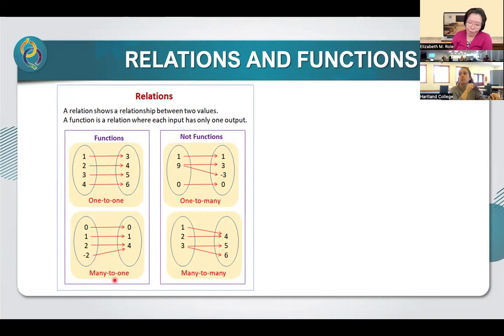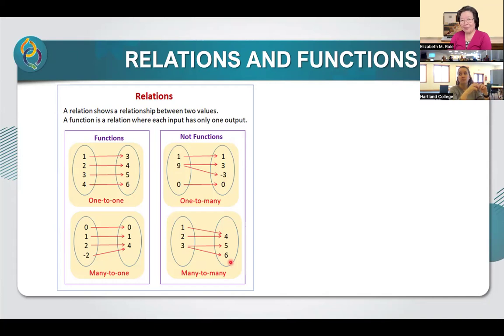However, if we have a 1 to many, in other words, this input 9 is associated with 2 outputs, so 9 is repeated. You have 9 to 3, 9 to minus 3. It's not unique. There are 4 and there are 1, 9, 9, 0. So 9 and 9 would be repeated. This is not considered a function. We call this 1 to many. But most of all, if you have many to many, in other words, you now have 1 to 4, 2 to 4, 3 to 5, 3 to 6.